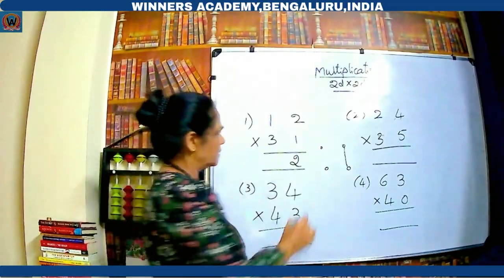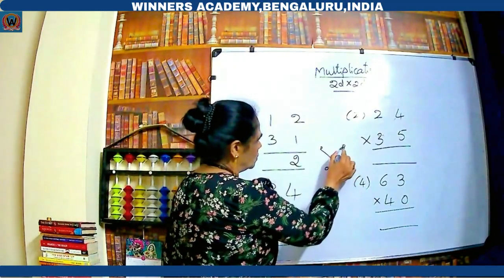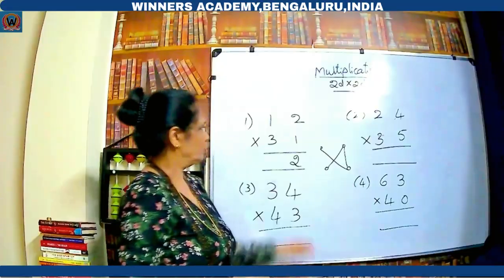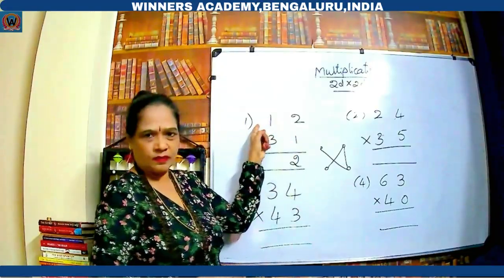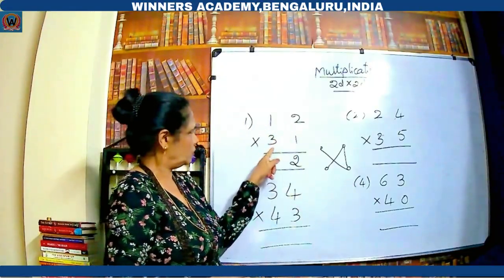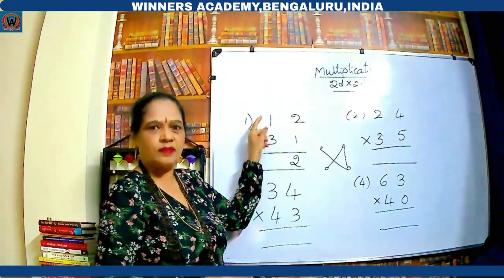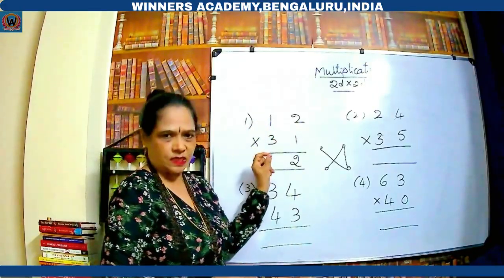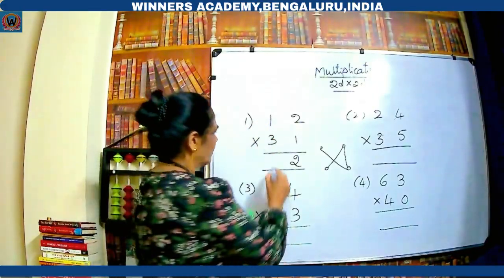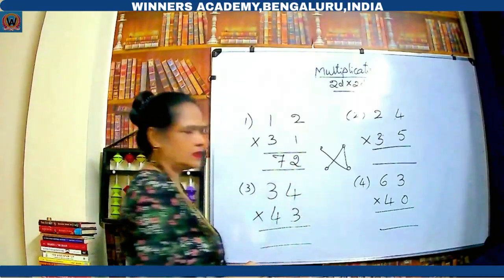What to do in the second step? Do the cross multiplication and addition. That means 1 into 1 plus 2 into 3. 1 into 1 is 1 plus 2 into 3 is 6. 1 plus 6 is 7. That is the second step.